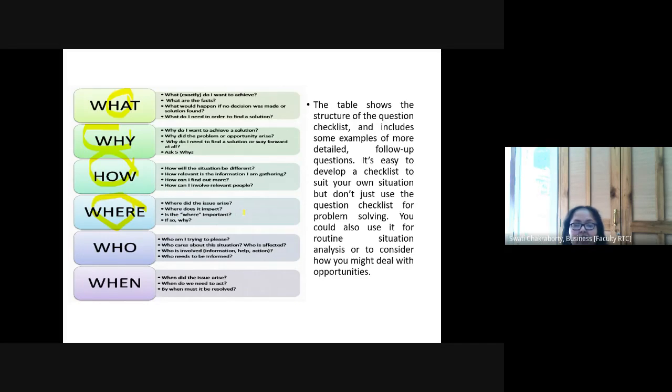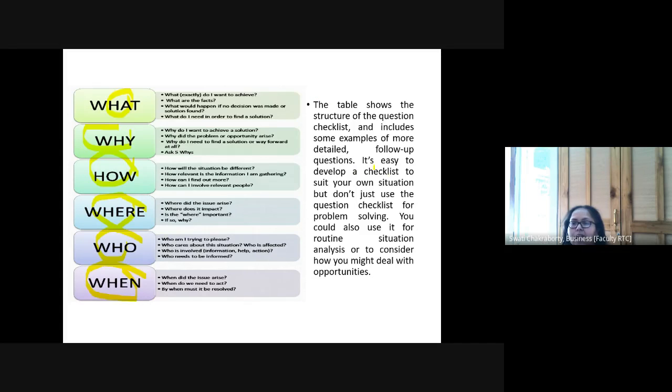Where? Where did the issue arise? Where does it impact? Is the where important? If so, why? Who? Who am I trying to please? Who cares about this information? Who's affected? Who is involved? Could be information, help, or action. Who needs to be informed? When? When did the issue arise? When do we need to act? By when must it be resolved?